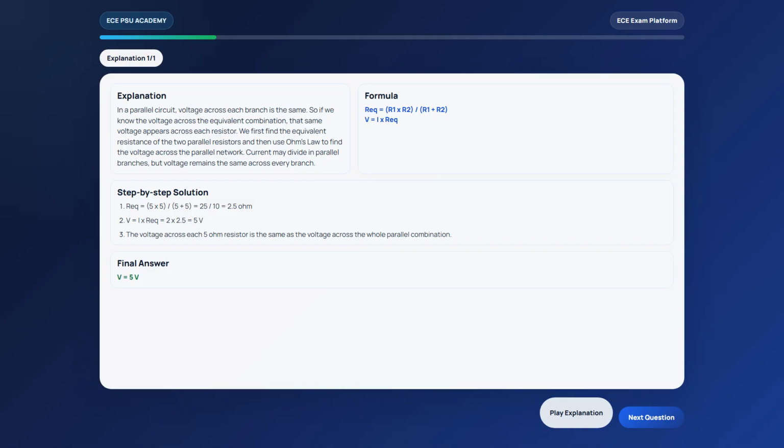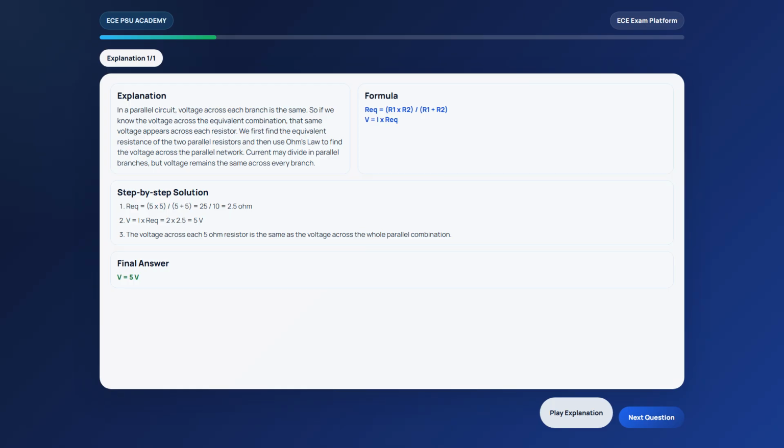Calculate the equivalent resistance of the parallel combination. Req equals 5 times 5 divided by 5 plus 5, which is 25 divided by 10, equals 2.5 ohms. Step 2. Use Ohm's law to find the voltage. Voltage V equals current I times Req. Current is 2 amperes, Req is 2.5 ohms, so 2 times 2.5 equals 5 volts.